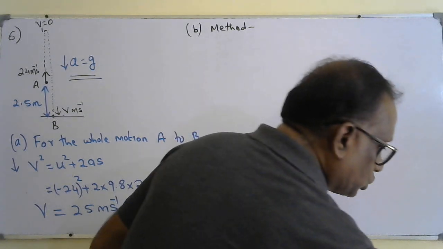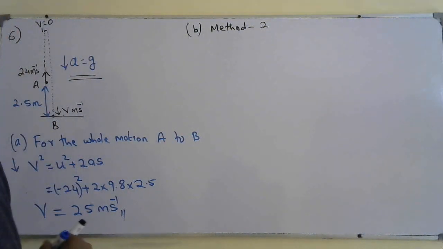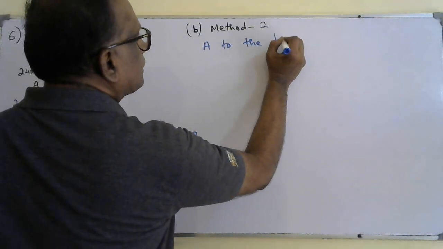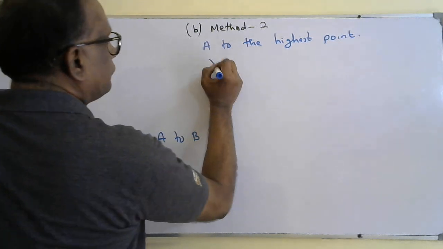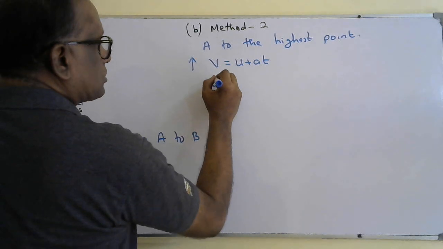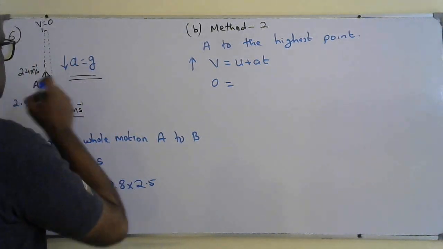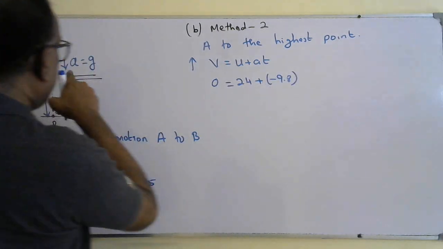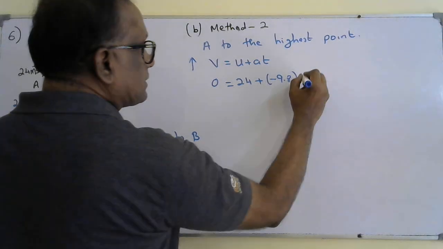Okay, so method 2, question number 6, part B. We'll consider the motion from A to the highest point. So we can use V equals U plus AT. I am taking upward direction positive. So V is the final speed at the highest point, which is 0. Initial speed at A is 24, plus minus 9.8, because acceleration is anyway downward, you can't change it. I am taking upward positive, so minus T1.